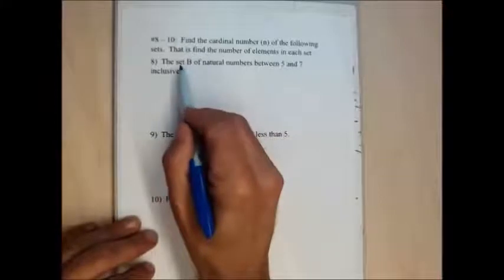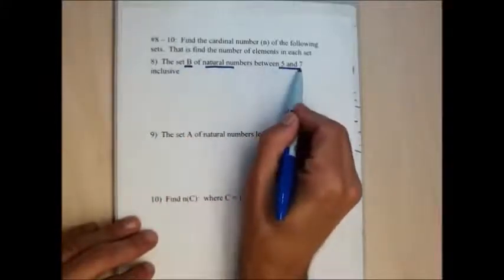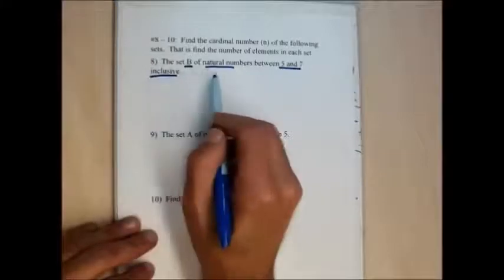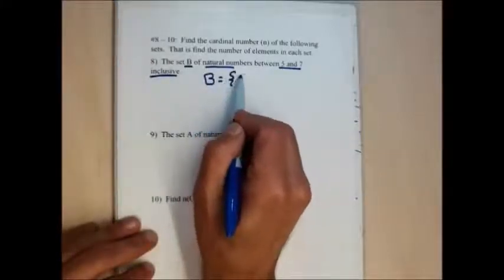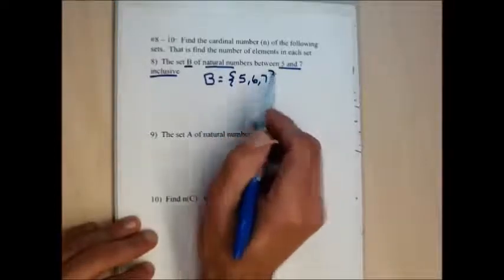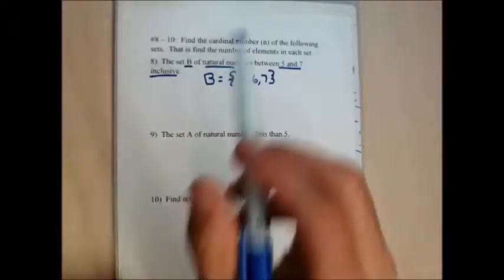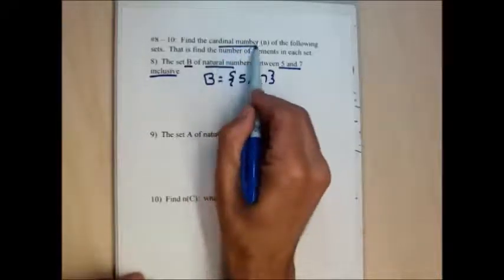So in problem 8, B is a set of natural numbers between 5 and 7, including the 5 and 7. So B is the set that contains the numbers 5, 6, and 7. That's writing the set in roster form, although I didn't do anything wrong, I didn't answer the question. The question is, what was the cardinal number of the set?